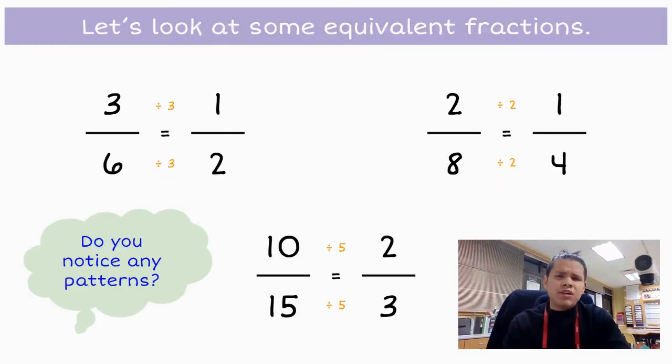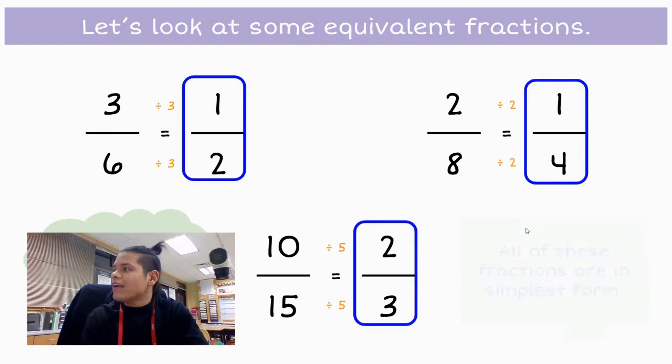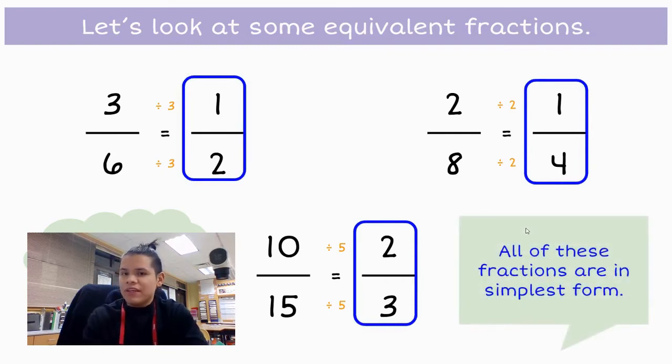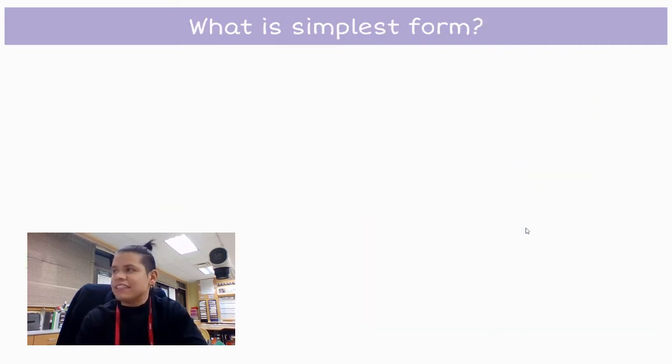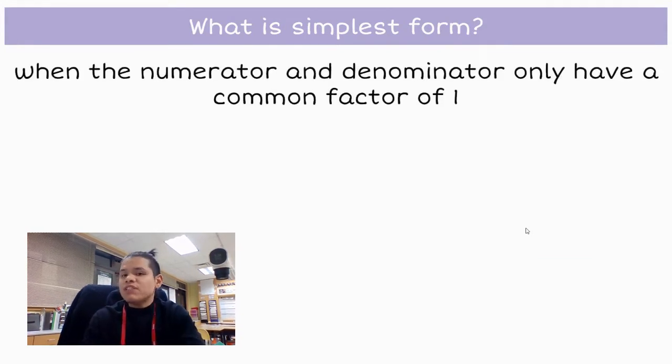Now, fourth graders, you're probably wondering, but Mr. Torbain, why are we going backwards now? I thought you said we were making this a simple lesson. Well, it is. All of the fractions that you see here are in simplest form. That is what we are doing today. Remember, we are dividing to generate equivalent fractions in simplest form. So what is simplest form, Mr. Torbain? Simplest form is when the numerator and denominator only have a common factor of 1.